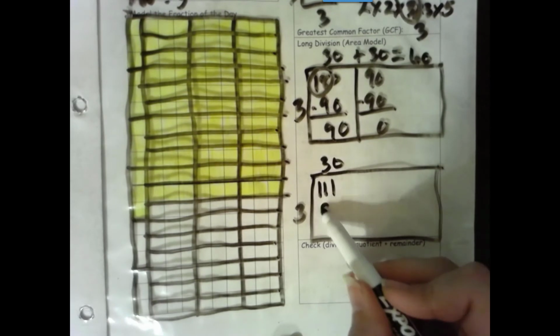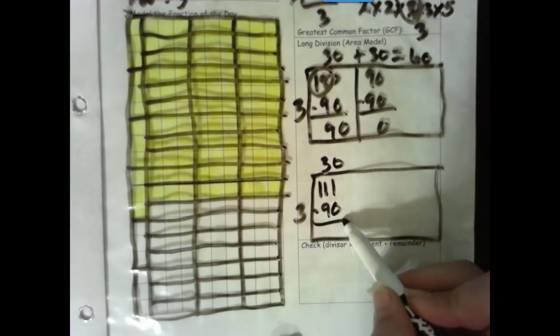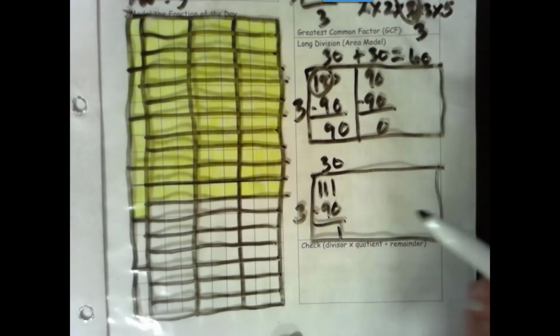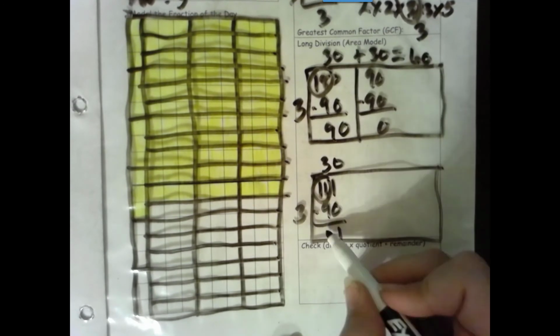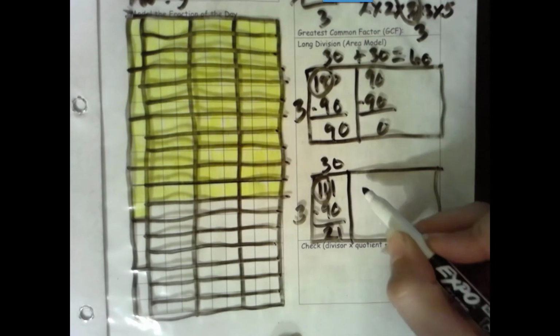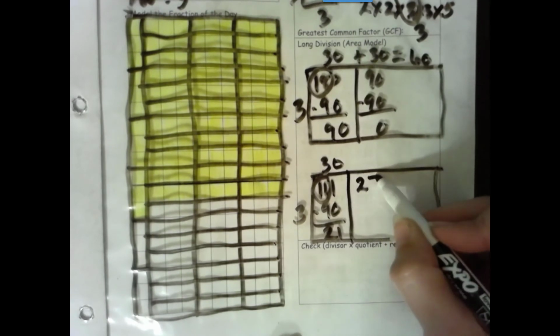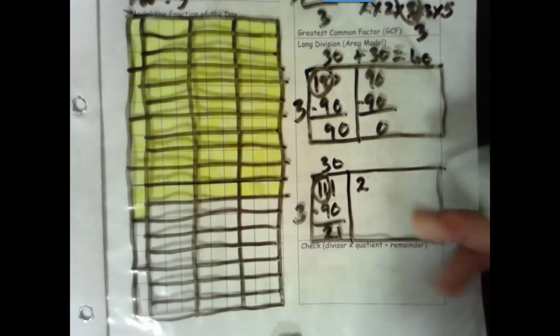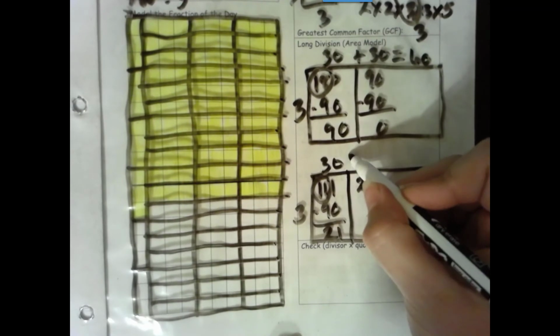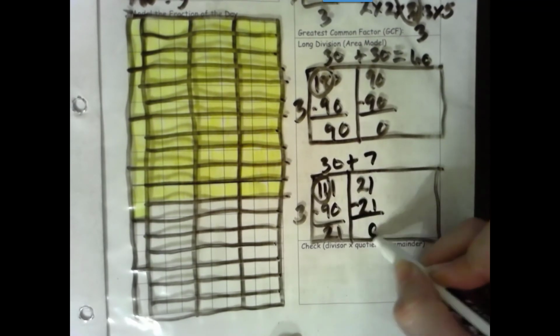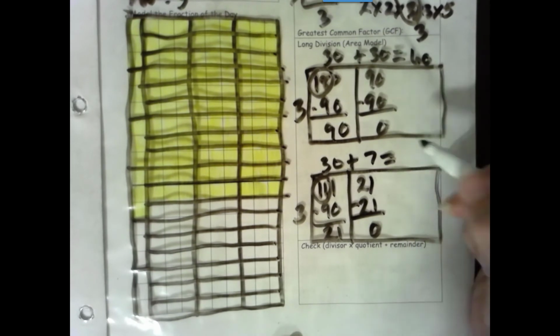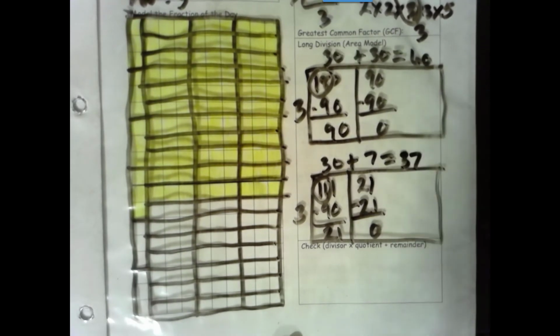30 times 3 is 90. More on top, no need to stop. 11 take away 9 is 2. 7 times 3 is 21. Numbers the same, zeros the game. Add our partial quotients together, we get 37.